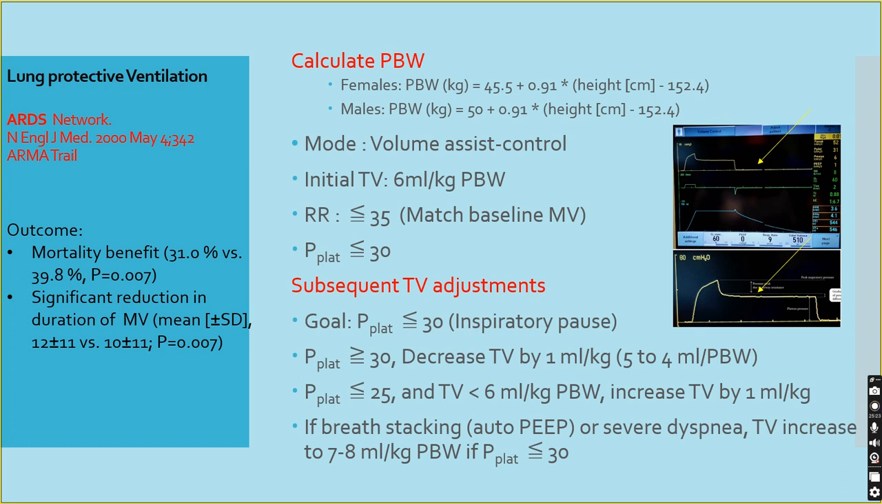So you can increase tidal volume to 7 to 8 ml per kg of predicted body weight if your plateau pressure is less than 30. So this is the way we ventilate the patients of ARDS, with the concept of protecting the lung. Next slide.